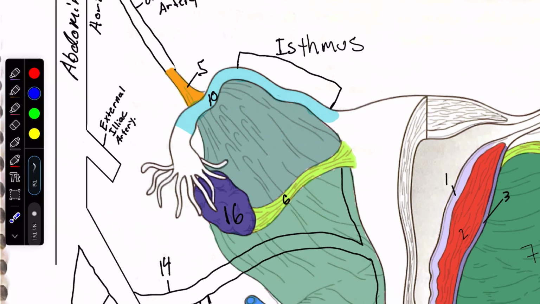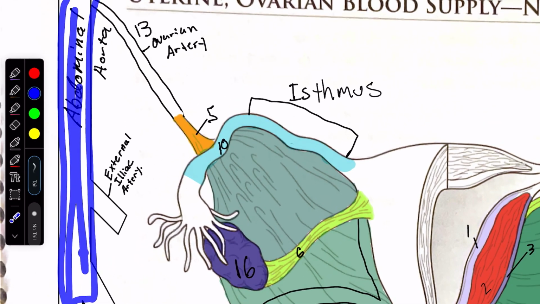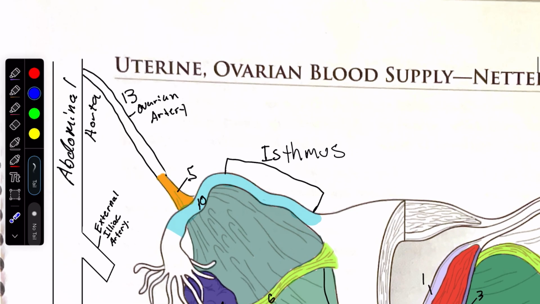Now, coming back over here and looking at this, this is supposed to represent your aorta. And right here, common iliacs, right? And then this one is supposed to be your internal iliac. So, starting from the top, number 13 is going to be your ovarian artery, and that comes down and will sneak in to your suspensory ligament right there, number 5. This is where the lateral walls of the uterus is.